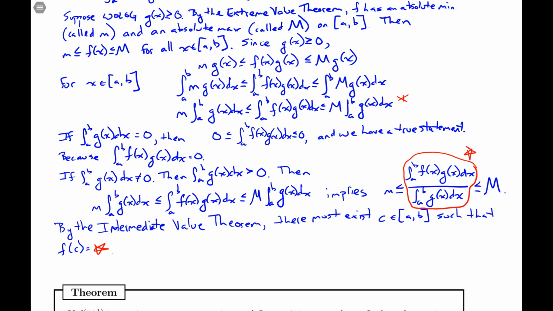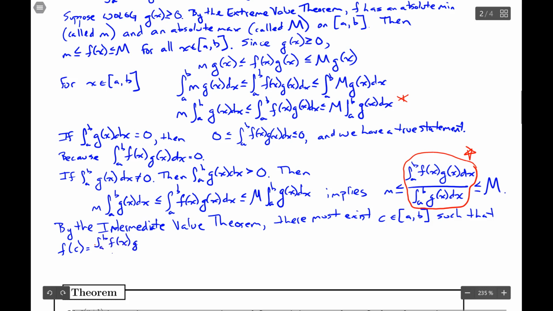Because this is true, we must have that. Let me actually just go back and write all this out. Because this is true, the integral from a to b of f of x g of x dx over the integral from a to b of g of x dx must be equal to f of c.